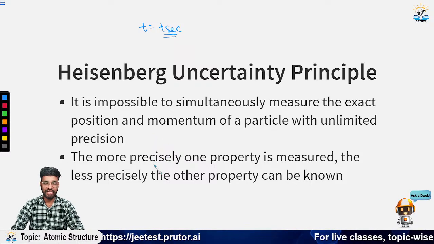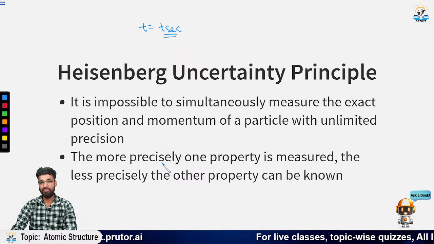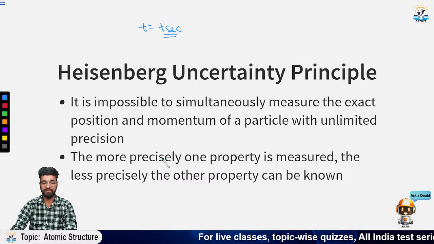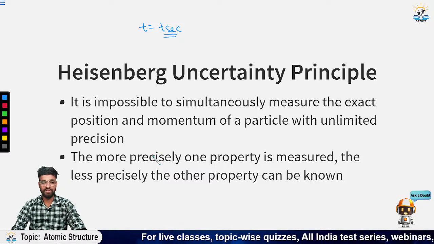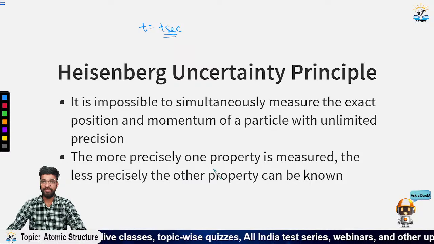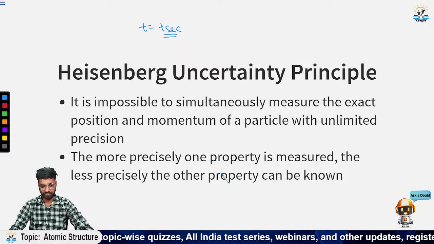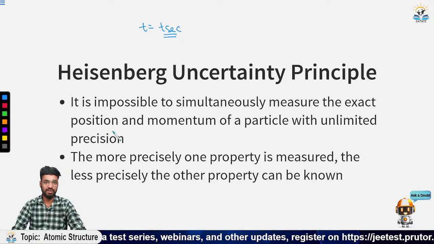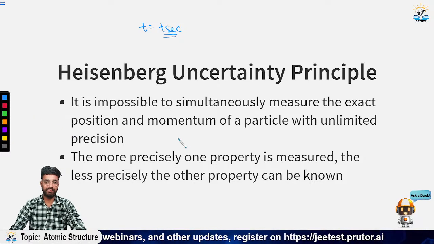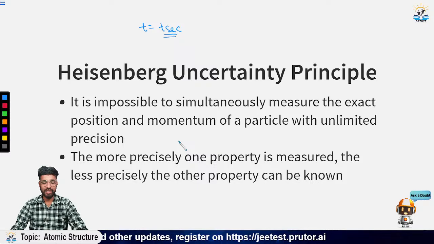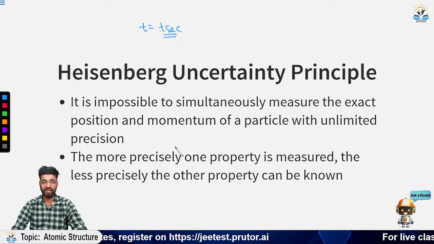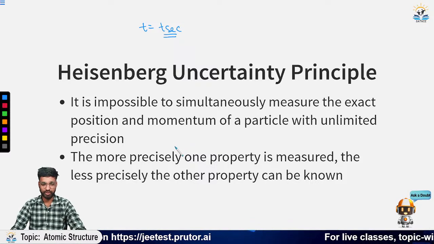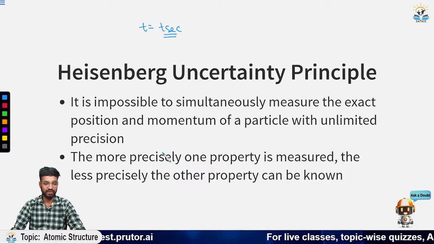So the more precisely one of the properties is known, the other will be measured less precisely. I will discuss how this happens. It means that if we have calculated one of the things, either position or momentum, precisely, then the other will have less accuracy, and the more precise we make one, the less precise the other becomes.